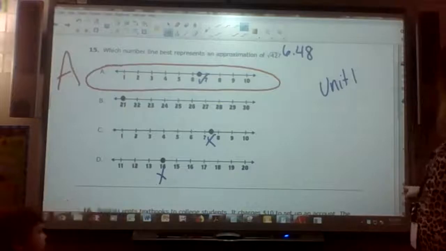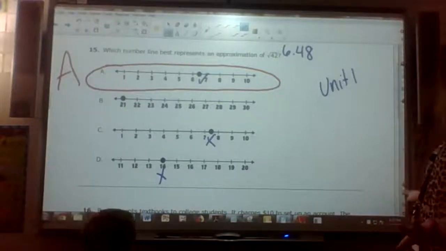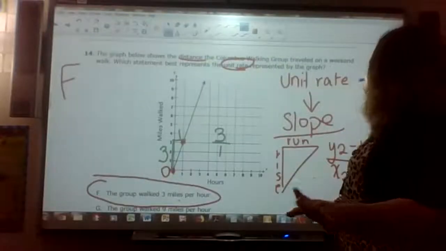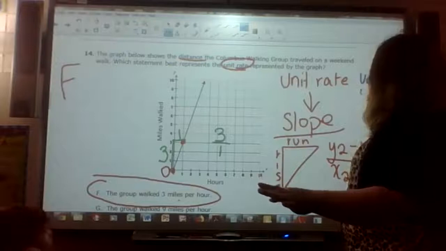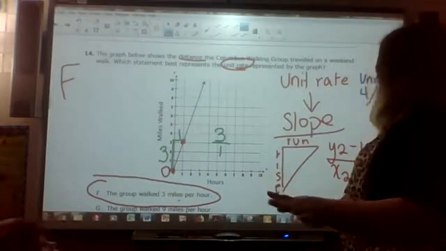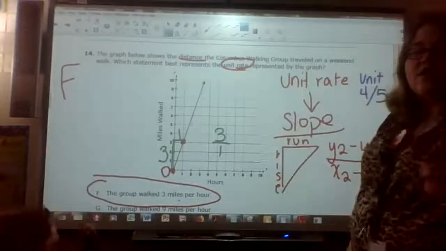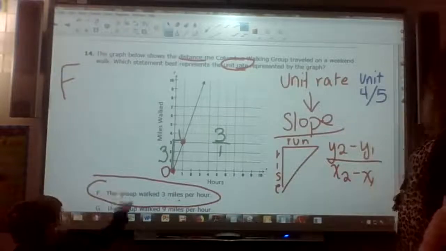Okay. I did forget to tell you, the last problem, number 14, is in Unit 4 and 5. So if you need to go back to Unit 4 and 5 for that last problem, it'll help you.